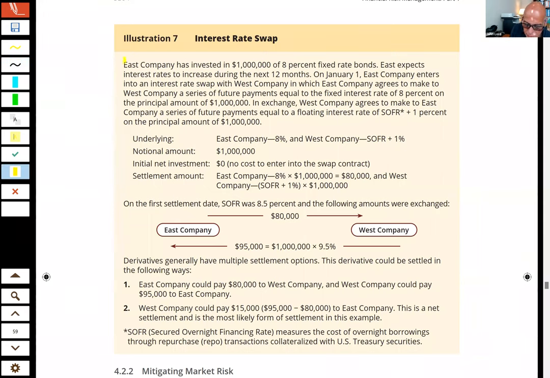So we have East Company, which has invested $1 million in an 8% fixed rate bond. East expects interest rates to increase during the next 12 months. On January 1st, East Company enters into an interest rate swap with West Company, in which East Company agrees to pay West Company a series of future payments equal to the fixed interest rate of 8%. So they're going to take the return that they're getting, and they're just going to go ahead and pay that over to West Company on the principal amount of $1 million.